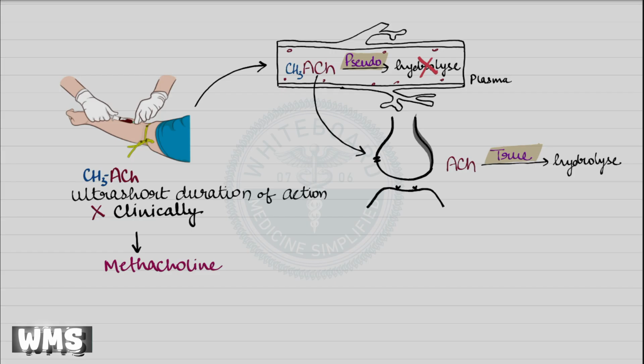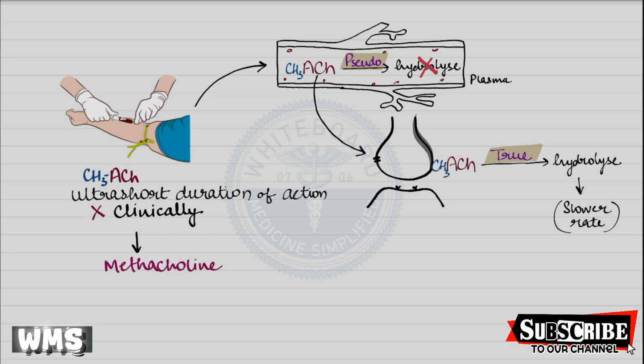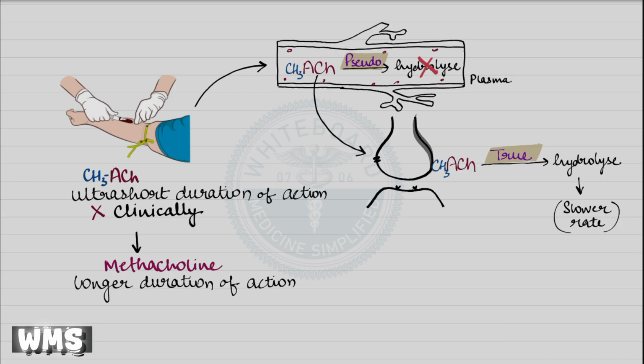However, when methacholine reaches the synaptic cleft, it can still be hydrolyzed by true cholinesterase at the synapse, but at a slower rate compared to acetylcholine. This is actually beneficial because it prevents the drug from having an excessively prolonged or toxic action. So compared to acetylcholine, methacholine has a longer duration of action, especially at peripheral muscarinic receptors. That is why it can be used clinically.